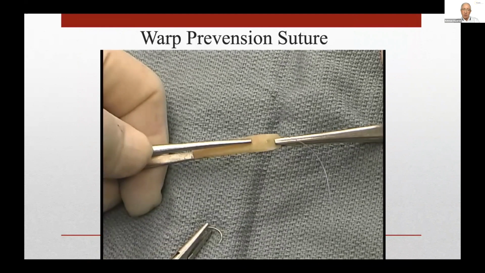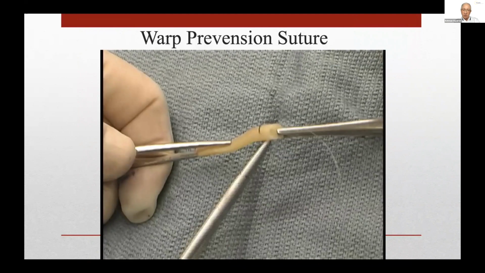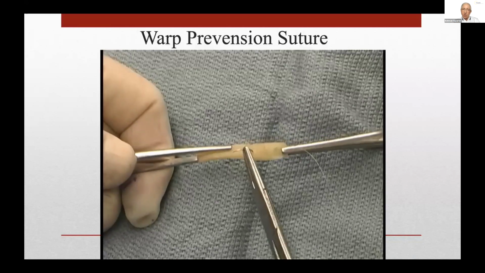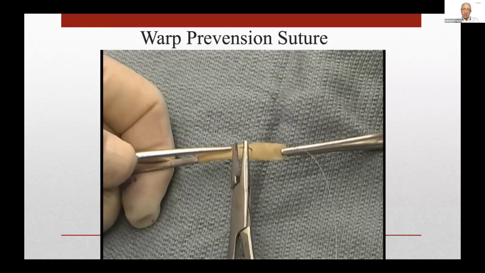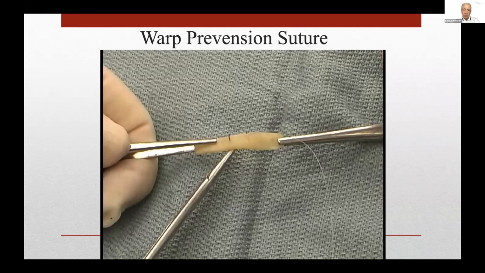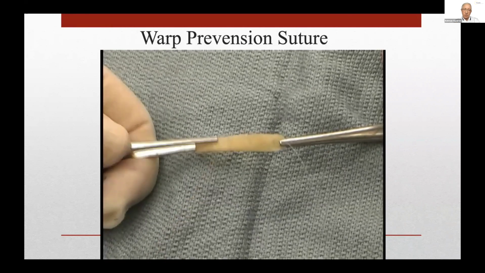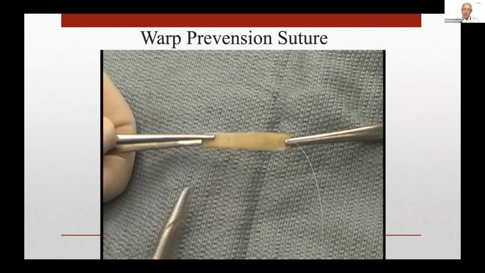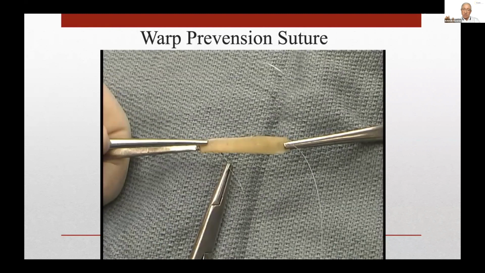Well, as a product of these two complications, I thought that we need to figure out a different way of stabilizing the cartilage and reducing the warping, so that we don't have to resort to these external wires or anything that is going to cause rejection, extrusion. So this is a suture that I have described, and I use it very frequently.